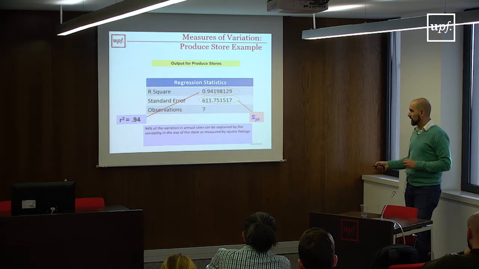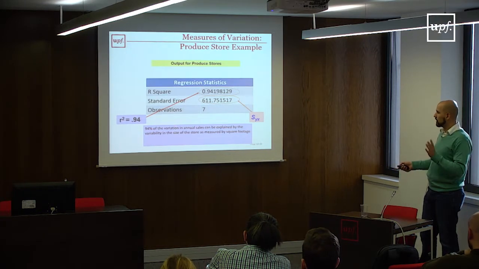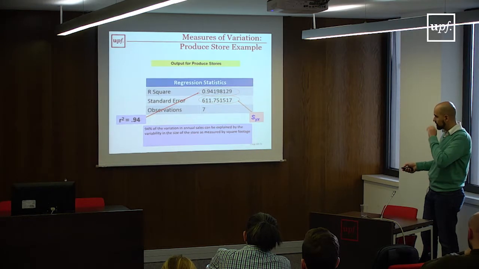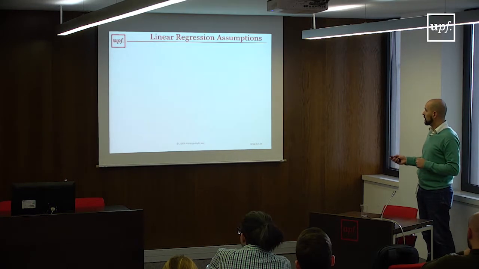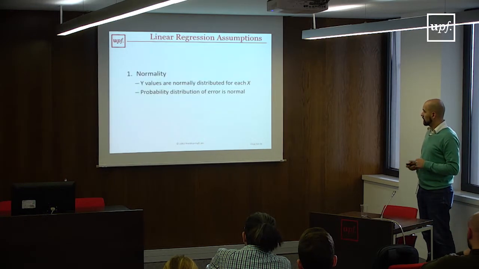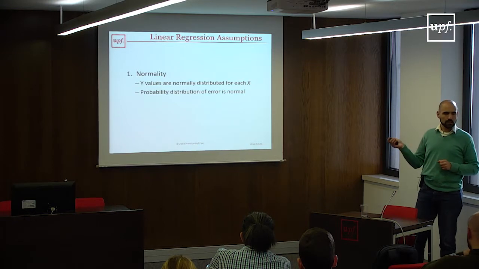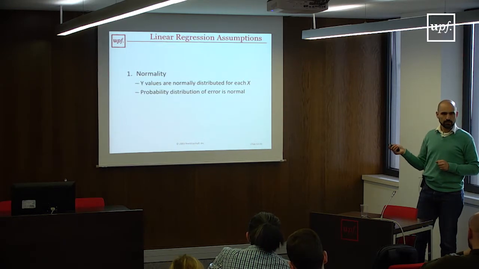This is telling us that 95% of the variation in annual sales can be explained by the variability in size of the store as measured by square footage, okay? But we have to take into consideration this.